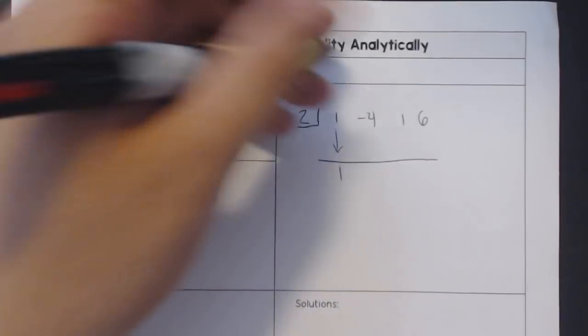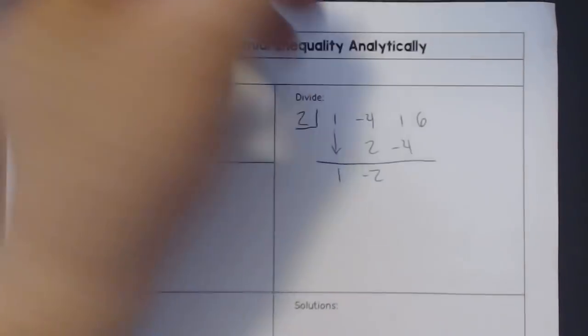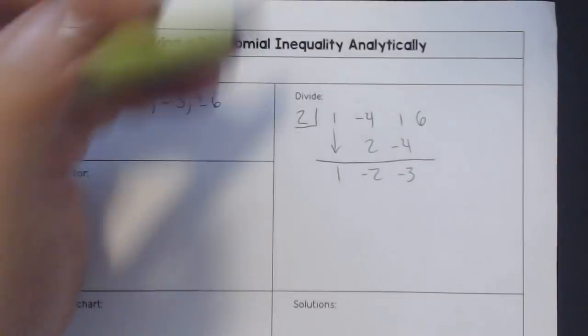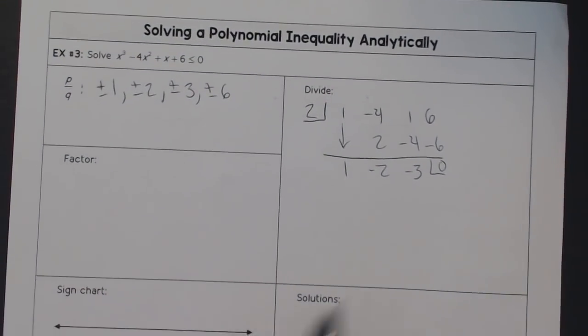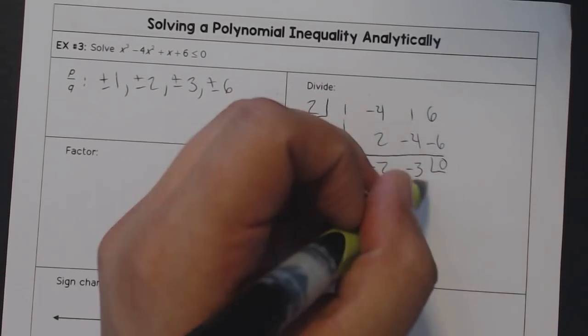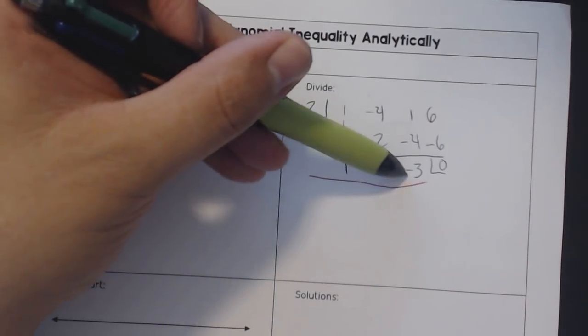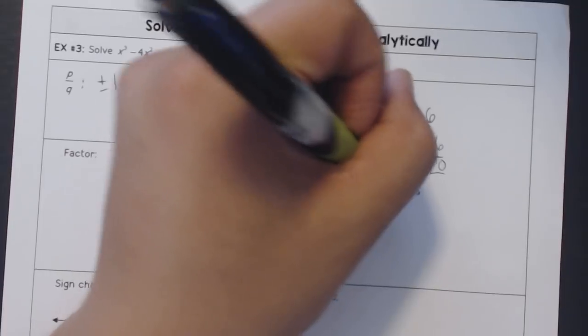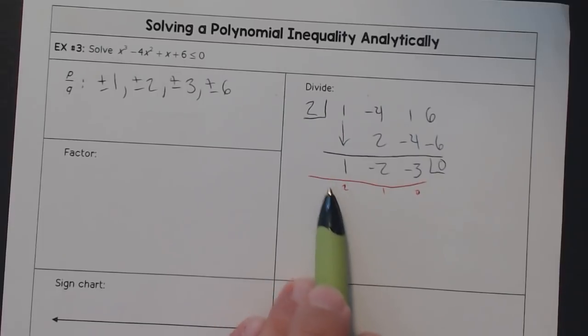We bring down the 1. 1 times 2 is 2. -4 plus 2 is -2. -2 times 2 is -4. 1 plus -4 is -3. -3 times 2 gives me a -6. And sure enough, I got a remainder of 0. Let's recall that this 1, this -2, -3 are the values of the quotient, and the powers are associated to each number, and we count up from right to left. So this one is going to have an x to the power of 0, this is going to have an x to the power of 1, and x to the power of 2.